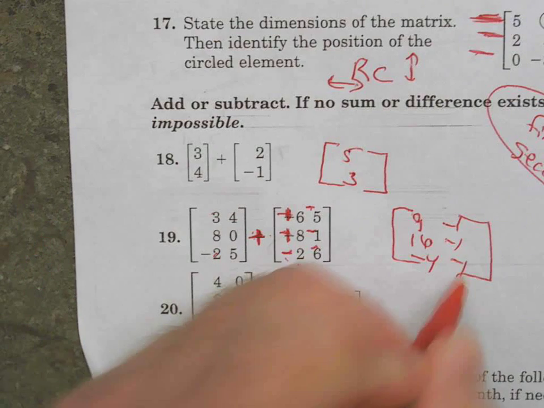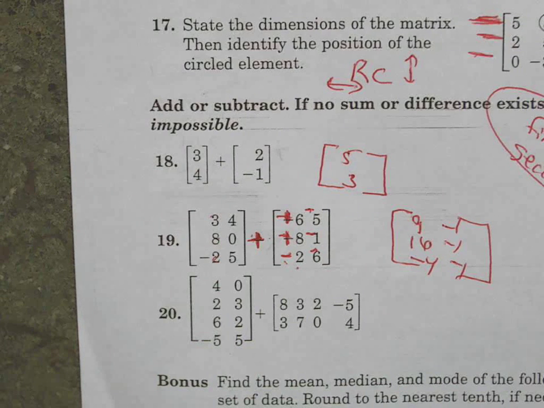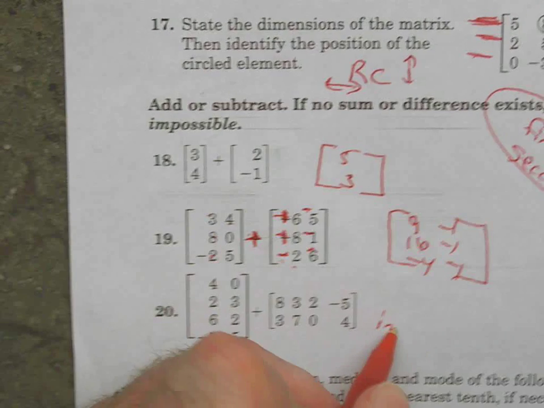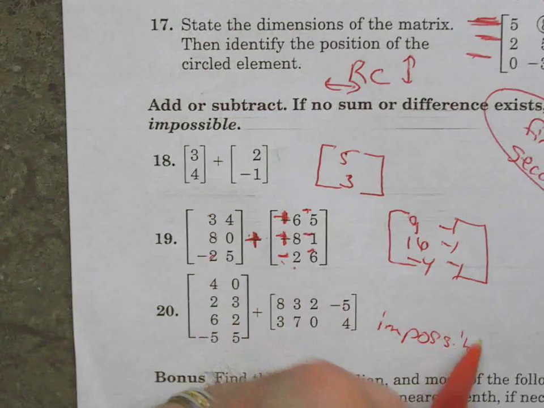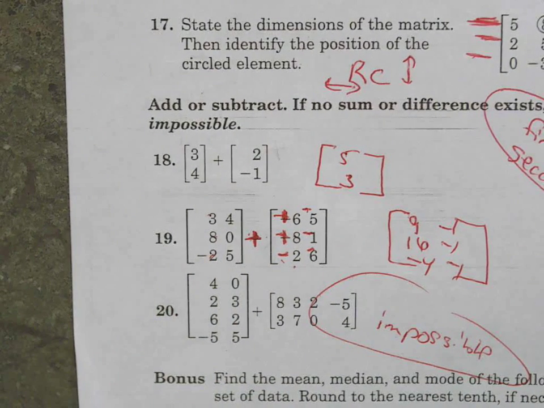Noah. Negative 1. Last but not least, who can tell me number 20? What's my answer? Justin. Impossible. Why? They don't have the same dimensions. That's the perfect way to say that. They don't fit together. Wrong dimensions. Easy stuff.